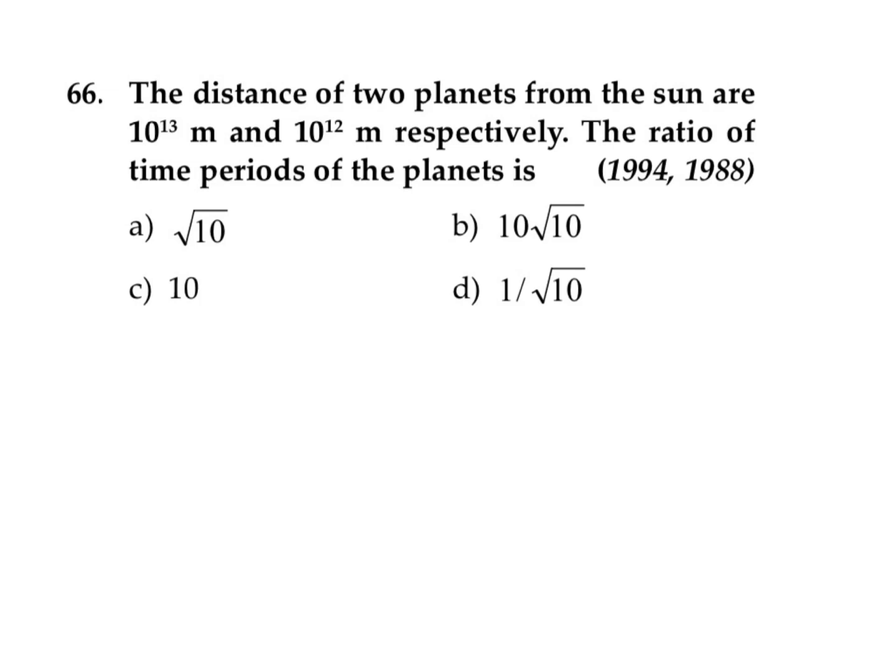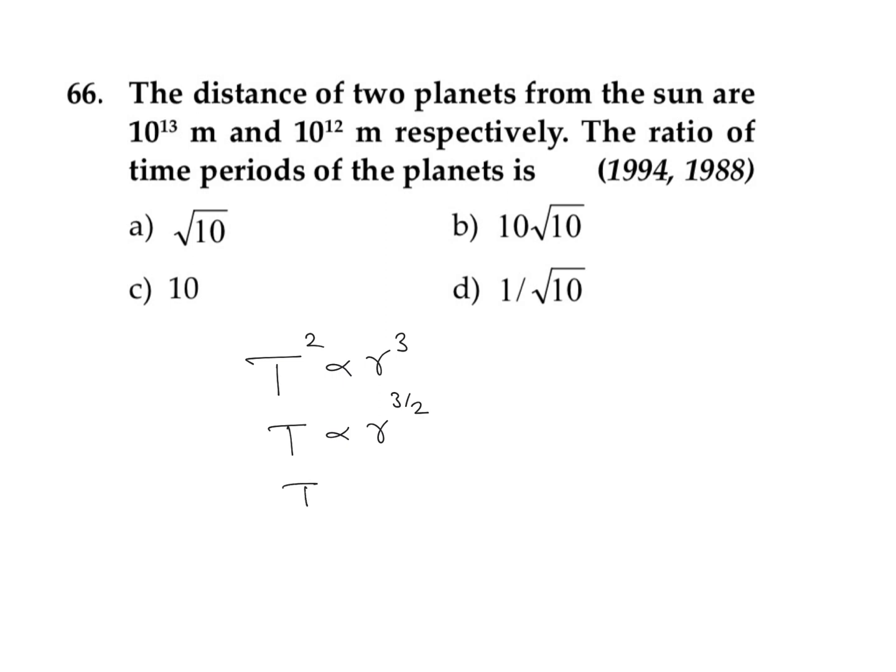The distances of two planets from the Sun are 10 raised to 13 and 10 raised to 12 meters respectively. What is the ratio of the time periods of the planets? We know that the square of the time period is directly proportional to r cubed, or you can write T is directly proportional to r raised to 3 by 2.